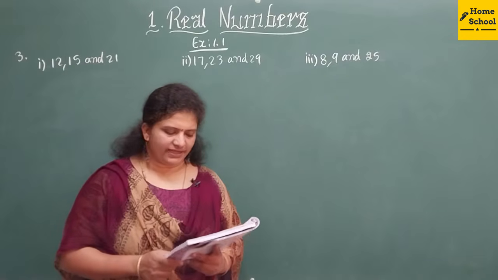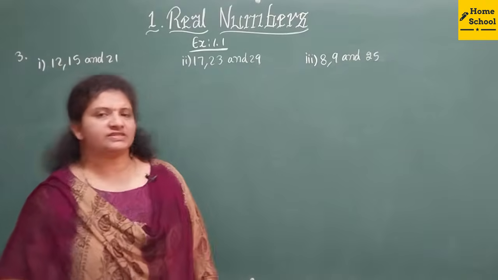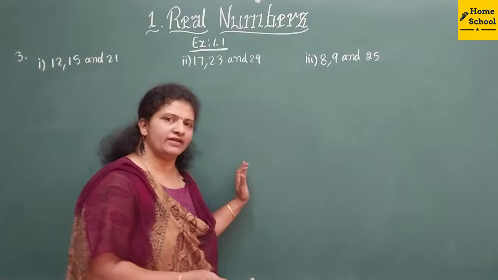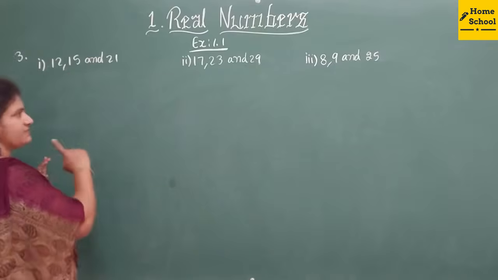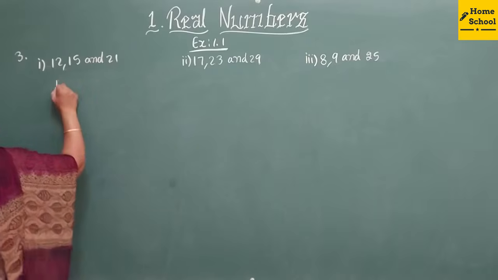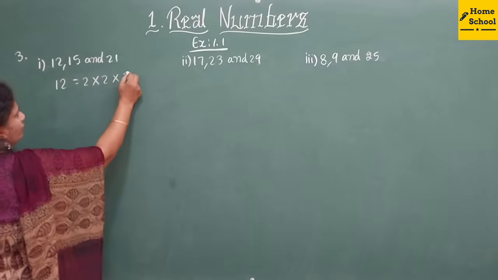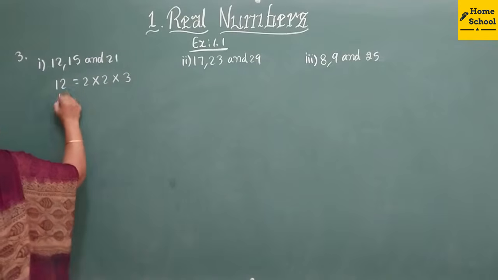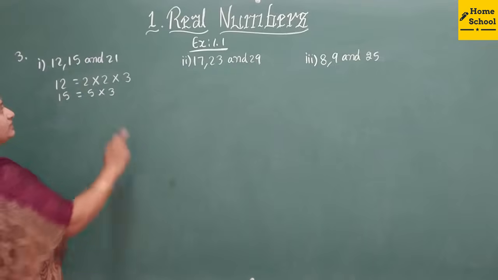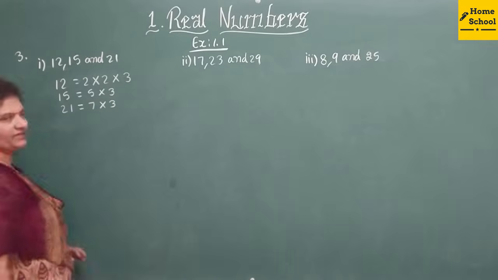Third main, find the LCM and HCF of the following integers by applying the prime factorization method. So, in this main, we are having three numbers. We are going to split them in the form of prime factors and then find the HCF and LCM. In this main, we have three problems. First one, 12, 15 and 21. 12 can be written as 2 2s are 4, 4 3s are 12. 15, 5 3s are 15. Similarly, 21 can be written as 7 3s are 21.